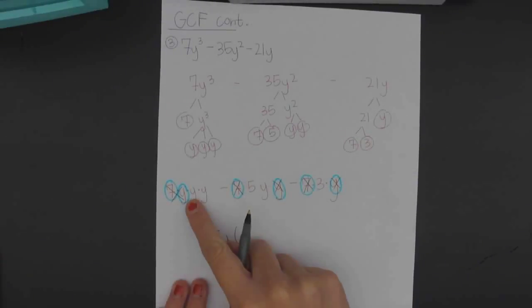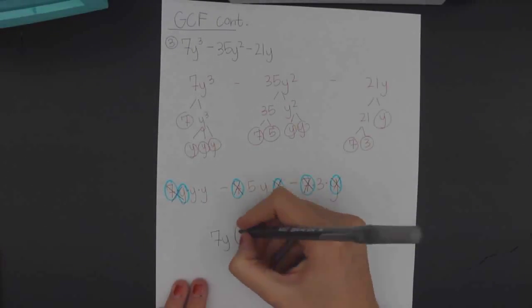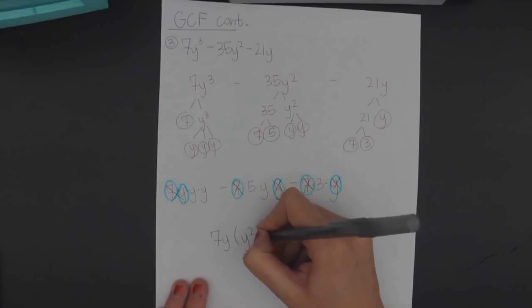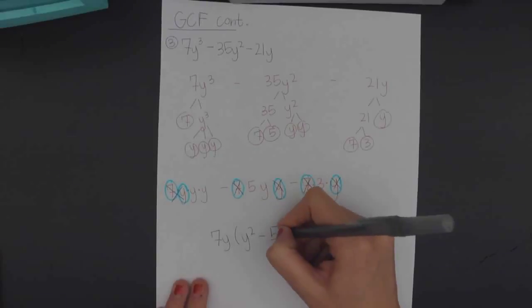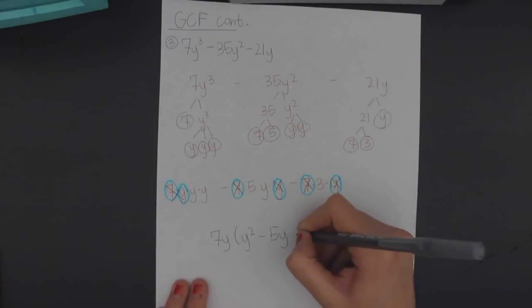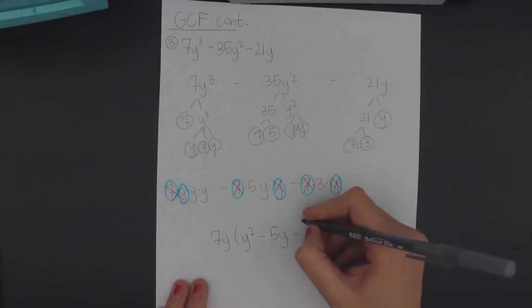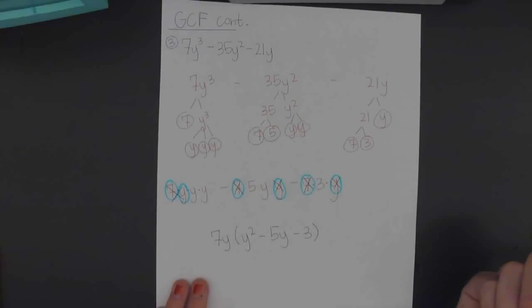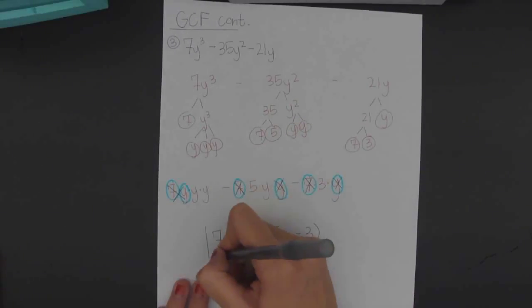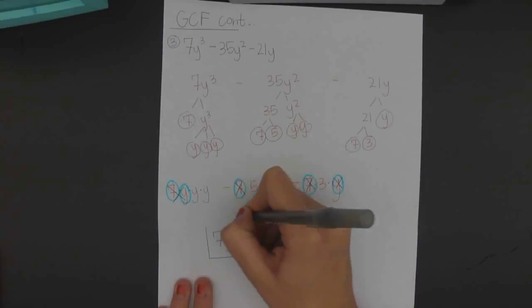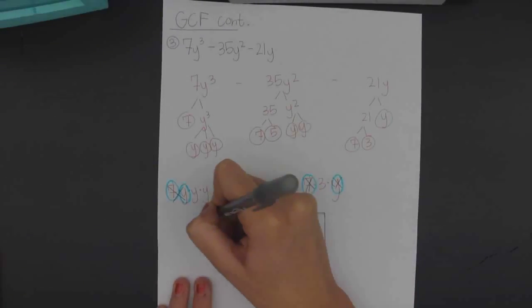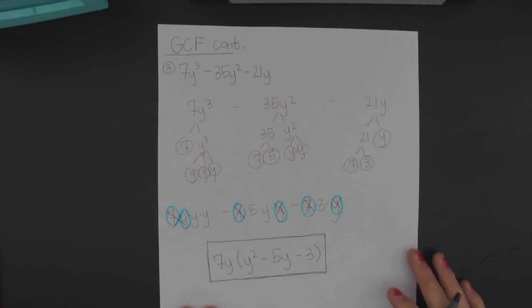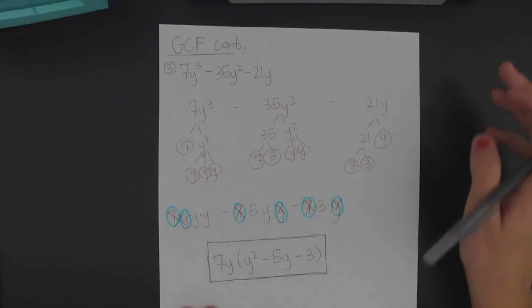Put my parenthesis. Over here I have y times y, which is really y squared. Keep my subtraction sign. In the middle I have 5 times y, which is 5y. Keep my subtraction sign again, and on this other end I only have a 3. So if I am pulling out the greatest common factor, I would have 7y parenthesis y squared minus 5y minus 3. That is the greatest common factor of this. And that is how to do that.